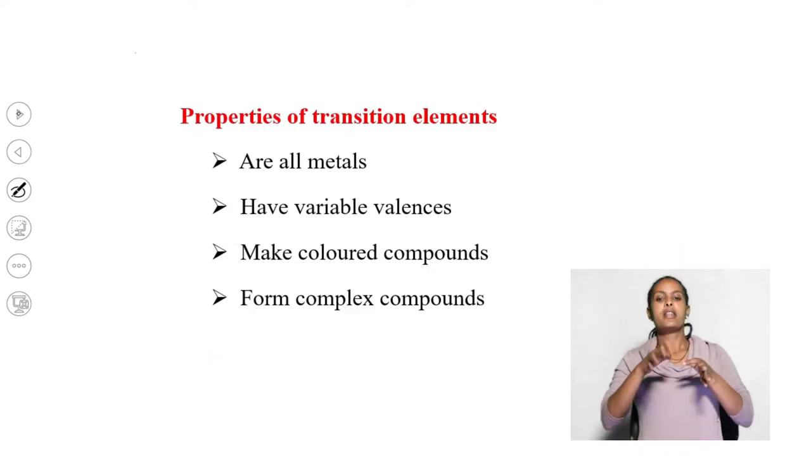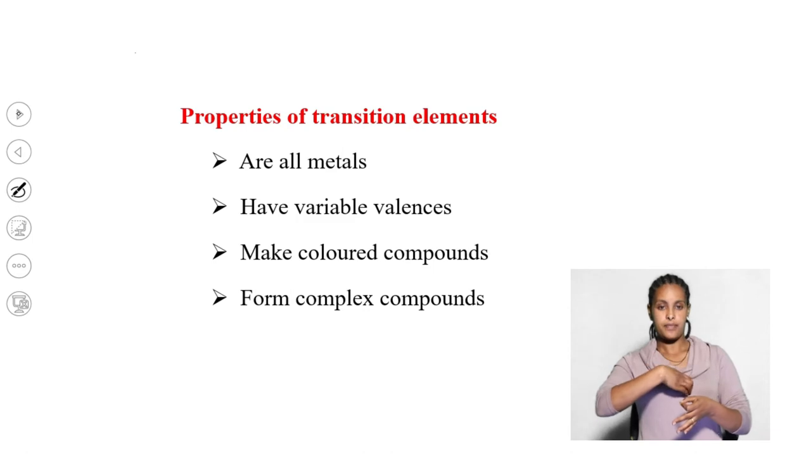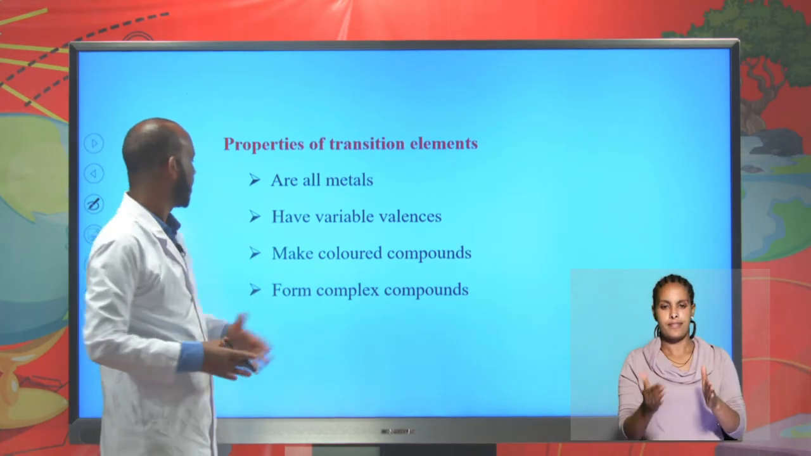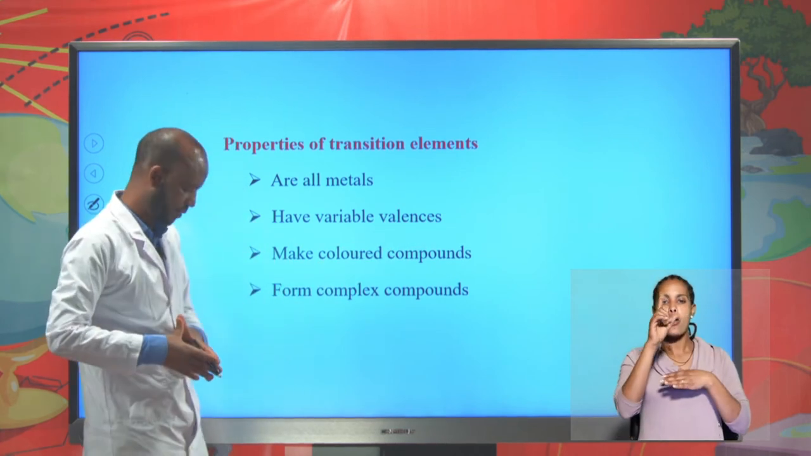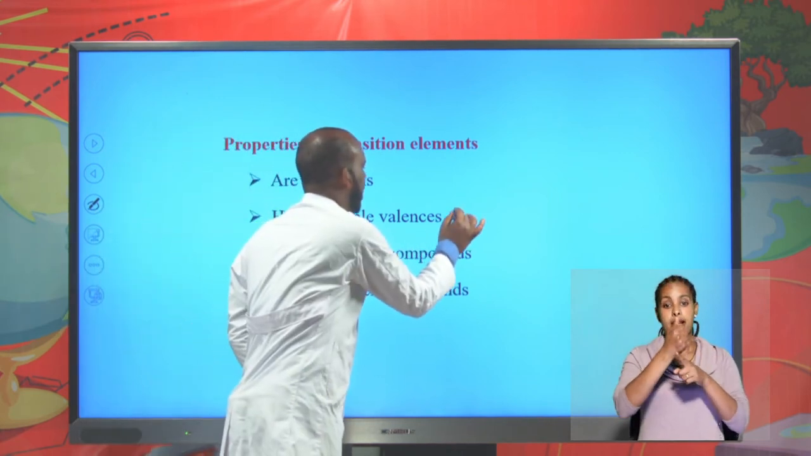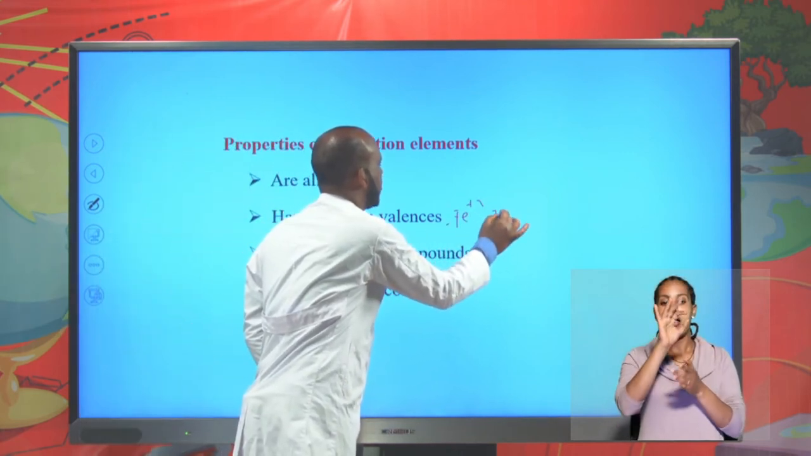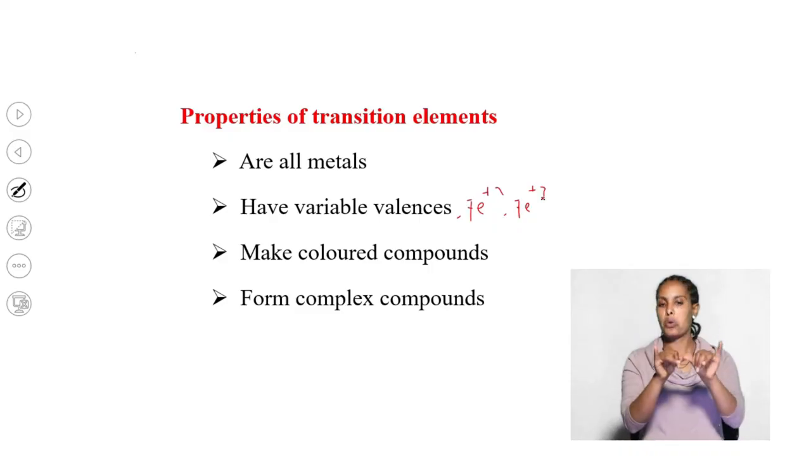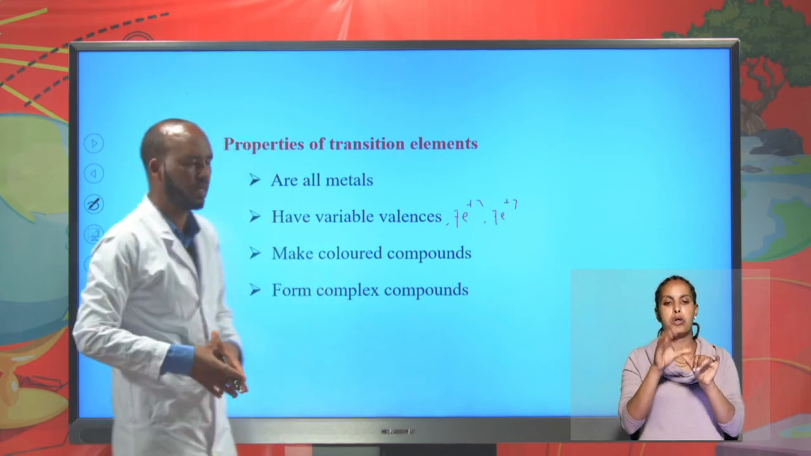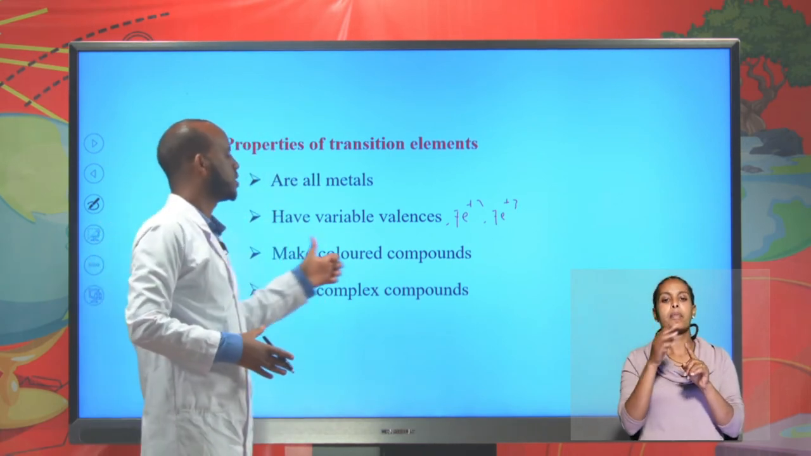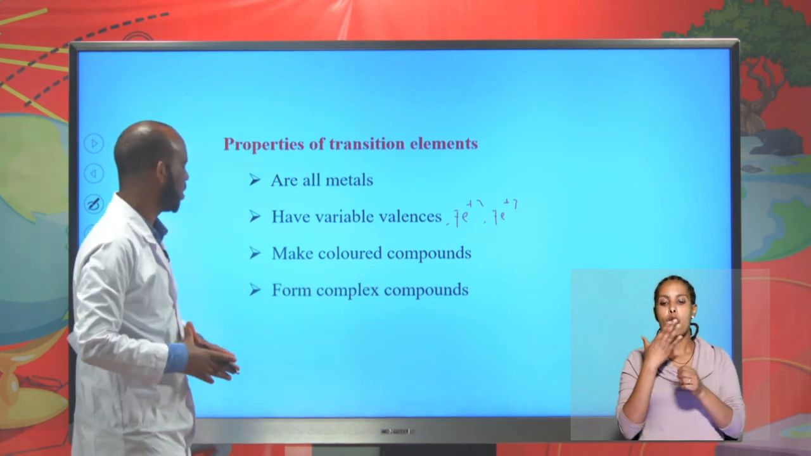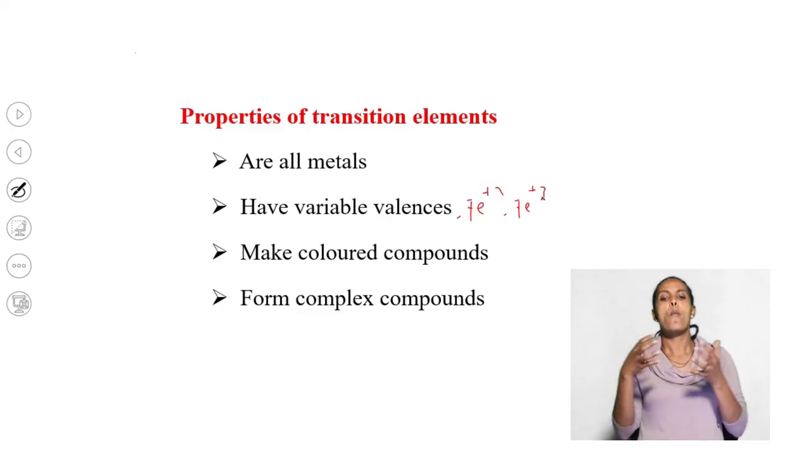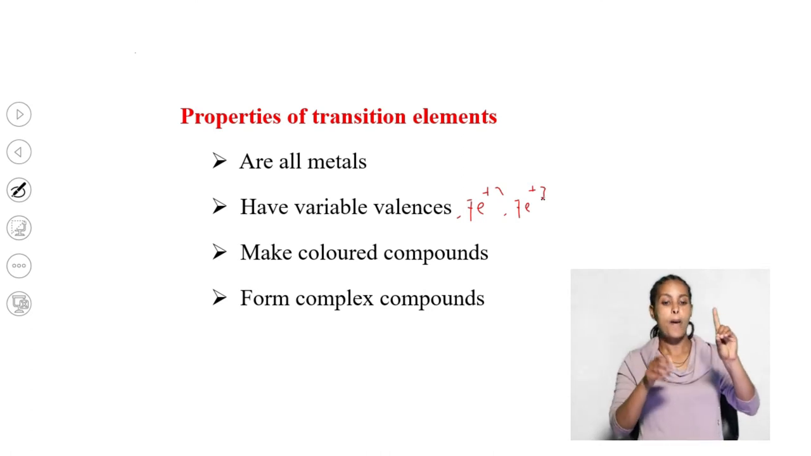Properties of transition elements: they are all metals. They have variable valences, more than one oxidation number. For example, iron plus 2, iron plus 3, and so on. Chromium plus 3, chromium plus 6, chromium plus 7, and so on. They make colored compounds and form complex compounds. These are some properties of transition elements, the d block elements.